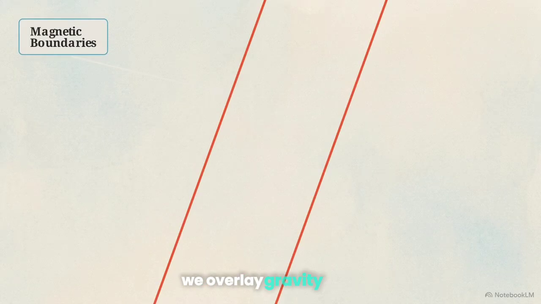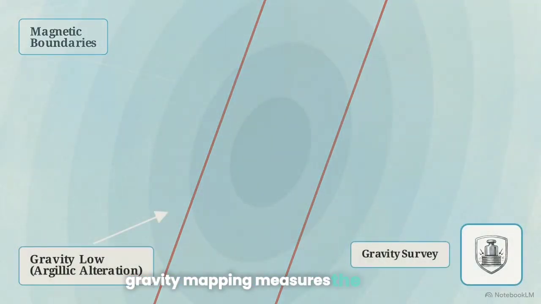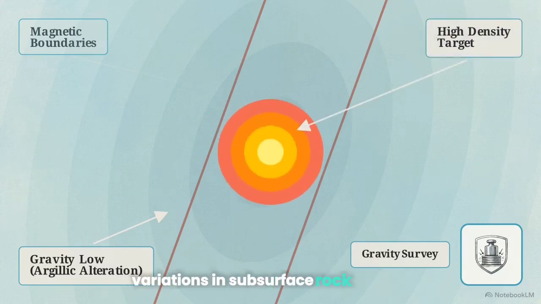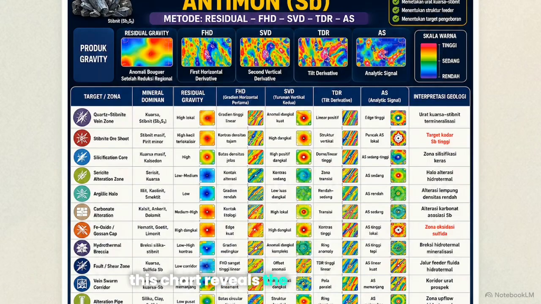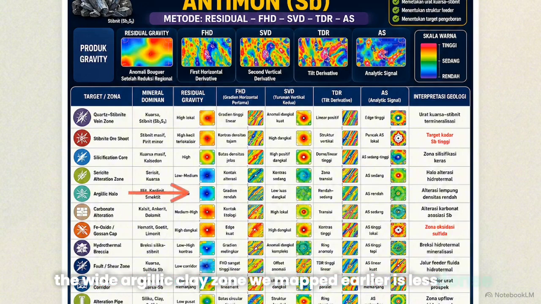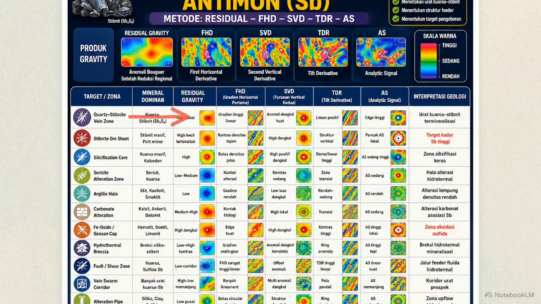To find the vein within those boundaries, we overlay gravity data. Gravity mapping measures the minute variations in subsurface rock density. This chart reveals the gravity paradox. The wide argillic clay zone we mapped earlier is less dense, creating a regional gravity low. The quartz and stibnite core, however, is exceptionally dense. It registers as a localized gravity high, trapped inside that broader regional low. By intersecting the sharp magnetic derivative boundaries with a localized gravity high, we pinpoint the exact structural trap.